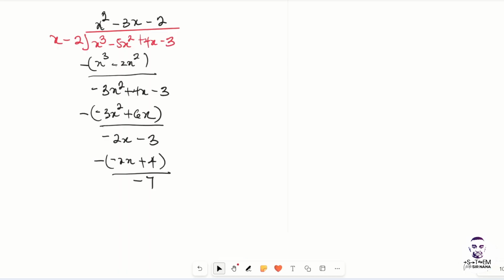So it means that we can express x cubed minus 5x squared plus 4x minus 3, which is the dividend, all over x minus 2, which is the divisor, as, right, the quotient, which is x squared minus 3x minus 2, right, plus the remainder, which is negative 7, all over the divisor, which is x minus 2, right?